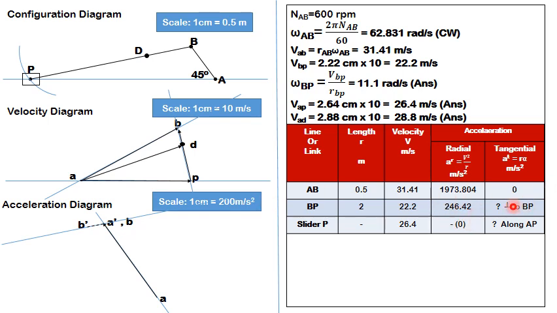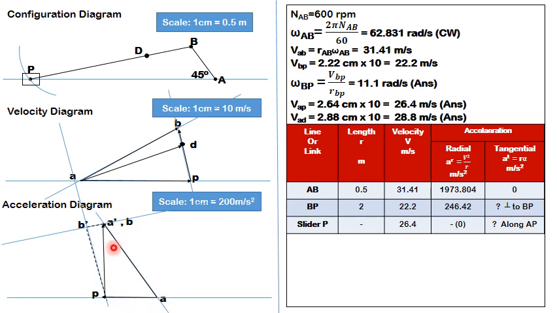Now for the remaining two, slider P's radial acceleration is 0, and I have to show these two lines only, of which this one is perpendicular to BP. That means draw a line perpendicular to this vector, and this one is along AP, that means a horizontal direction. So that's what I have drawn. This is a line which is perpendicular to link BP, and the other one is a horizontal line which is parallel to AP, and the point of intersection is the point common to these two, that is point P. So that's what I have shown. Now complete the acceleration polygon.